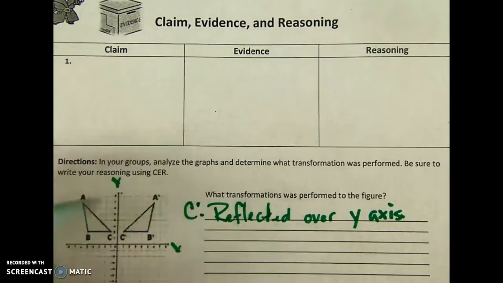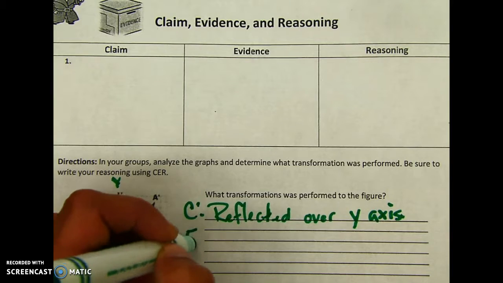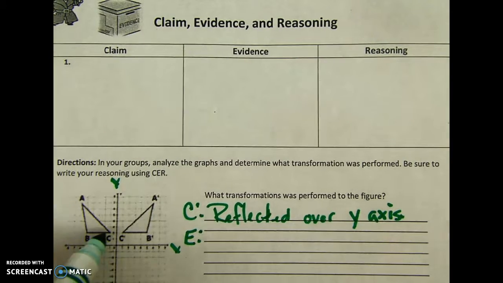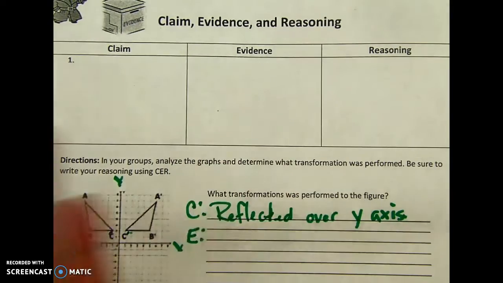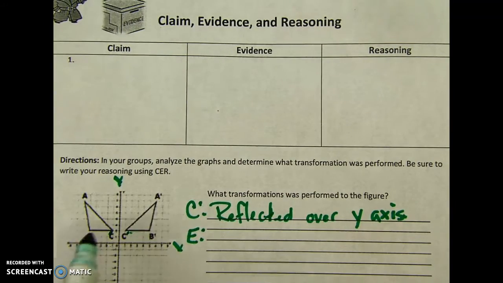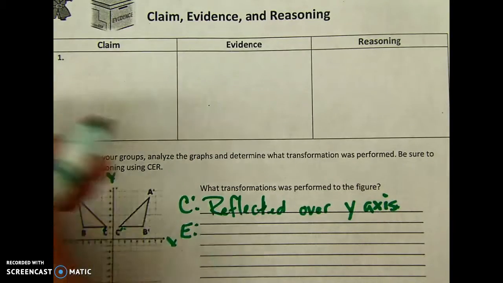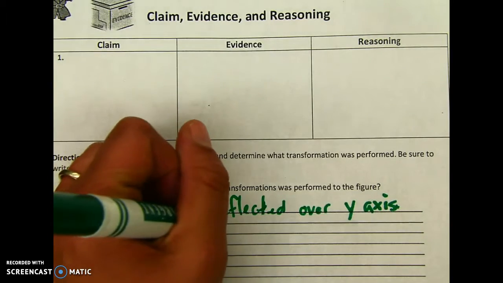Well, what is my evidence? That's my claim. You can write more detail. I'm just going to do this short for you to see. My evidence is, well, look here. I have point C. They are the same distance from the y-axis. And point B and C flipped. It reflected like a mirror image. So now it is CB. So BC turned to CB. But for my evidence, I'm going to say each point is the same distance from the y-axis.